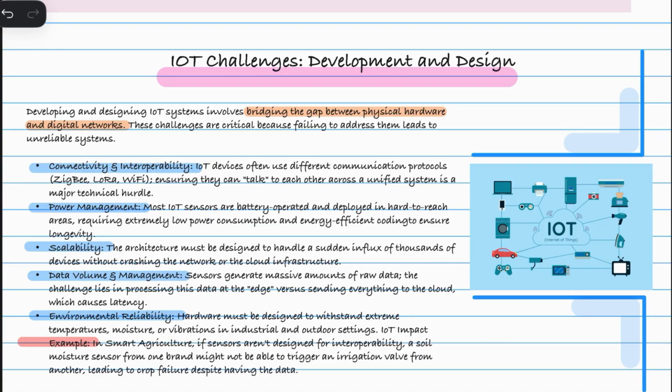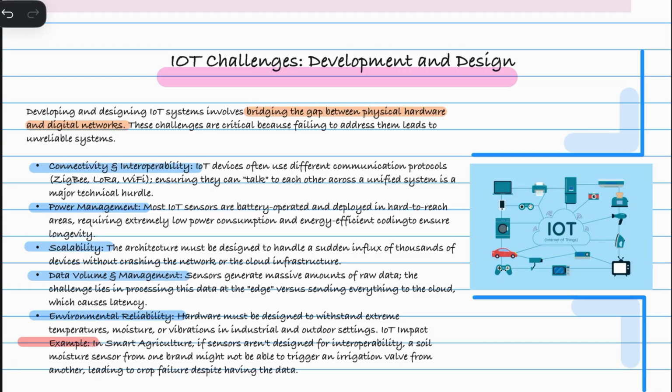So if the casing or circuit boards aren't ruggedized, if they aren't protected, if they are not rough and tough, the system will fail physically, right? And the system will fail long before the software does. And that leads to a very unreliable system. That is why environmental reliability becomes a very crucial concept in IoT.